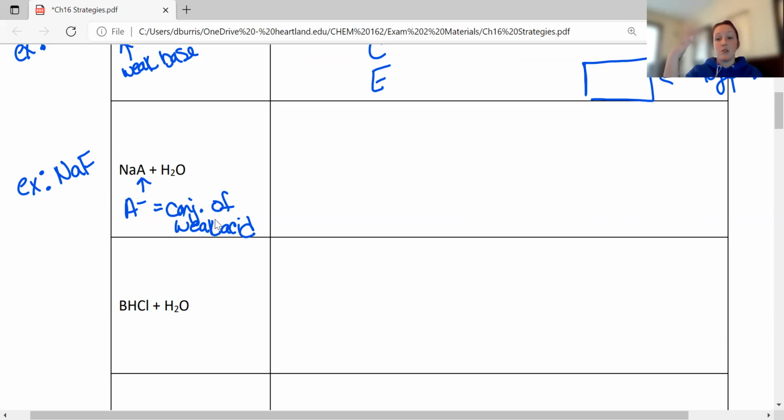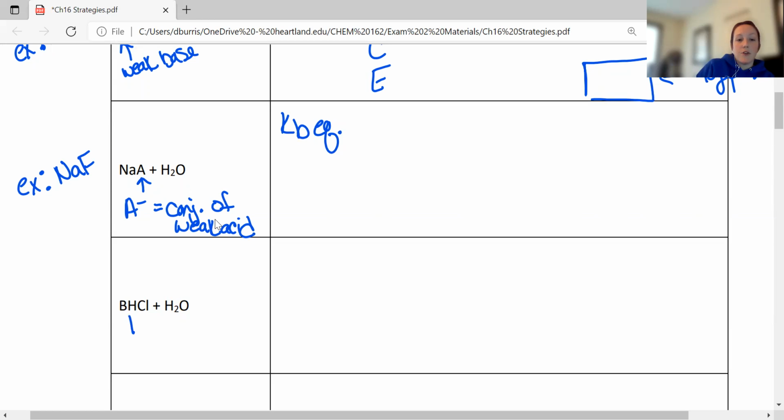So I could ask, like in a multiple choice question, is this going to be acidic or basic? And you should be like, well, if it's the conjugate of a weak acid, it's going to be basic. It's going to do the opposite thing of the acid. So if it's basic, we need to use a Kb equation. Okay, so these are switched from what they were right above.